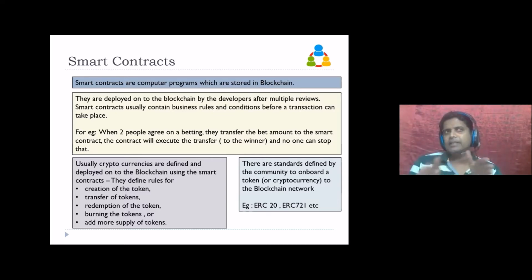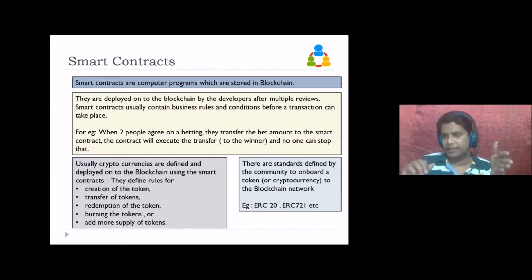ERC means Ethereum Request for Comments. That is the full form. It is a standard defined by a set of people in the community, and using these standards, cryptocurrency developers can define rules for creating a token: how many tokens can be created, what should be the name of the token, what should be the icon of the token.